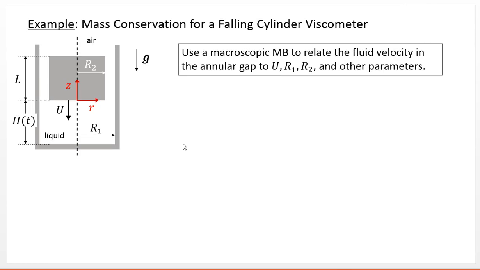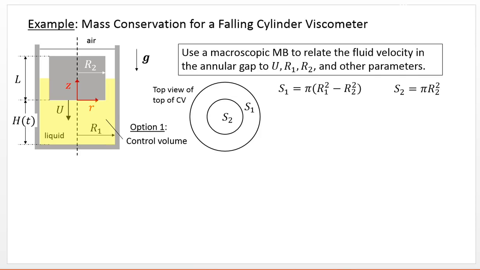Next, we want to make this more quantitative and use a macroscopic mass balance to relate the fluid velocity in the annular gap to these parameters, u, r1, r2, and anything else that might appear. We see now we've designated the height of this cylinder above the bottom as h of t. We can do this by inspection based on the qualitative statement we just gave, but I want to illustrate how one would apply the integral statement of mass conservation in detail to the system. There are two choices of control volumes that one might identify upon brief inspection, and we'll discuss how to proceed using either of those.